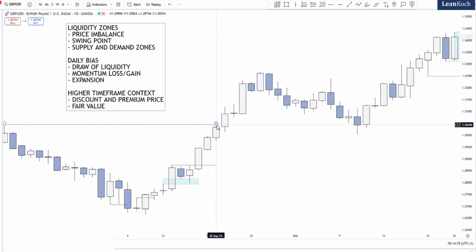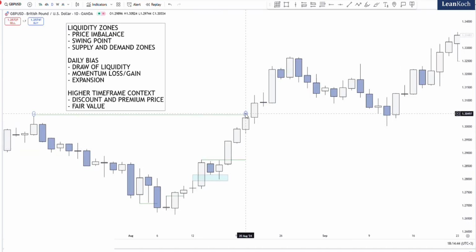When price gets to this level, we are not sure whether we are going to have momentum loss or momentum gain. But then with the following day we get a momentum gain above this level. And therefore, the following days we are having a bullish bias because after interaction with this liquidity, price has broken above, giving us a momentum gain with expansion. So the point here is we want to see draw of liquidity with momentum gain or loss with an expansion in the direction of the gain or in the direction of the loss.